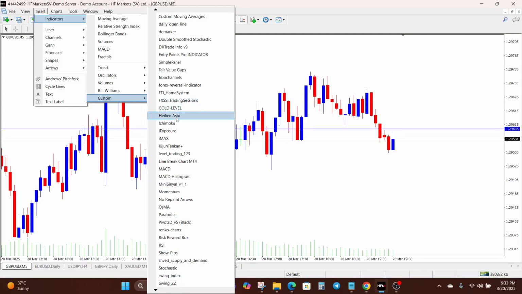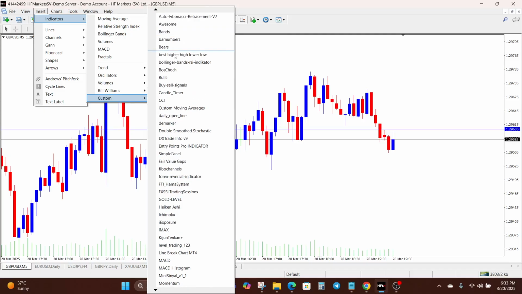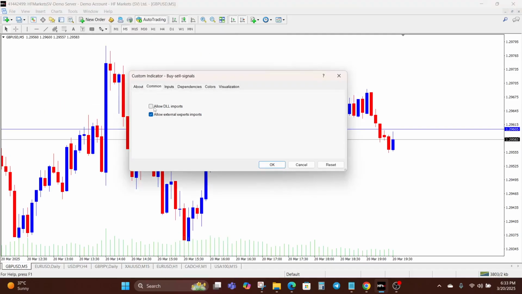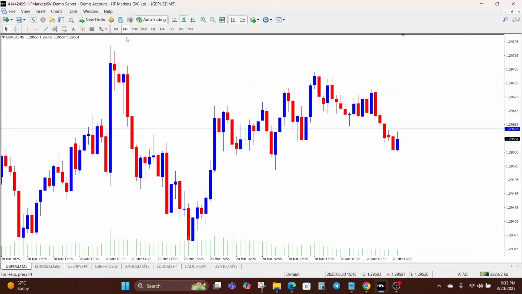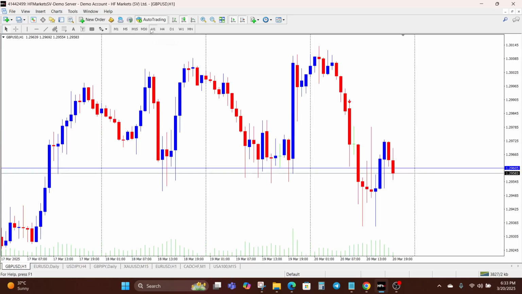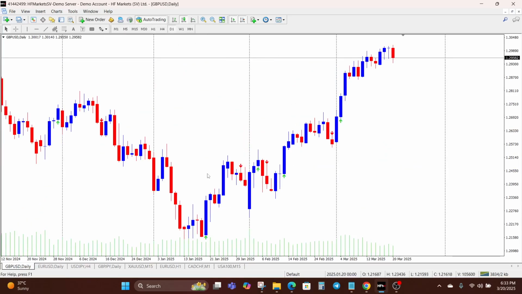It's a custom indicator, so if you want to make use of it, you may have to download it from a third-party source. Then you add it to your indicators library, after which you can make use of it on your chart. All right, so we can see that it gives signals with arrows.